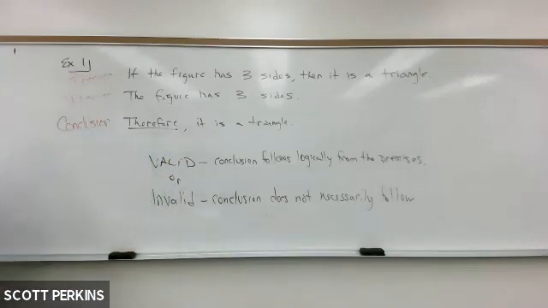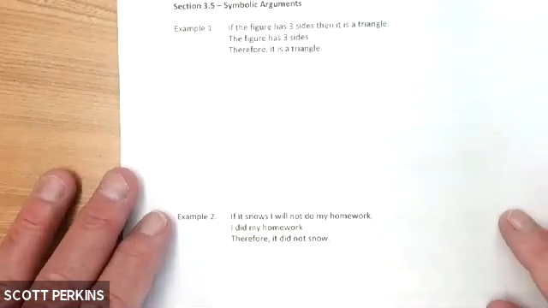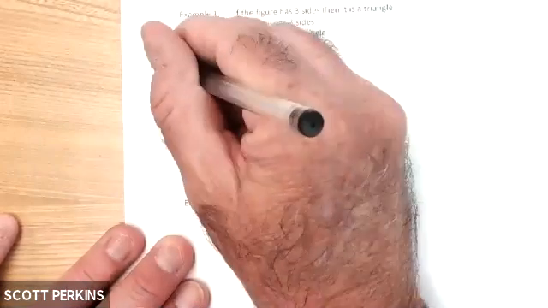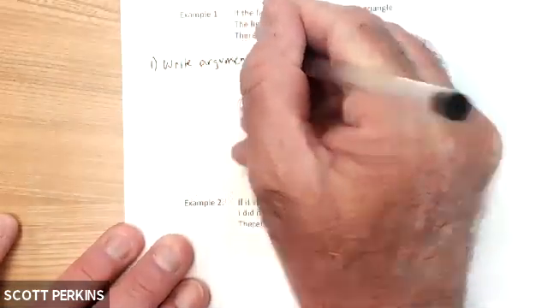So I'm going to now switch my screen to a document camera, and I'm going to show you how to do an argument. So the first thing we're going to do, and this is why we've been practicing this for the whole section, the first thing you have to do, step 1, is you have to write the argument symbolically.